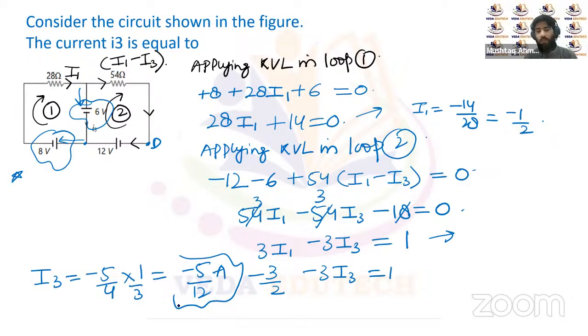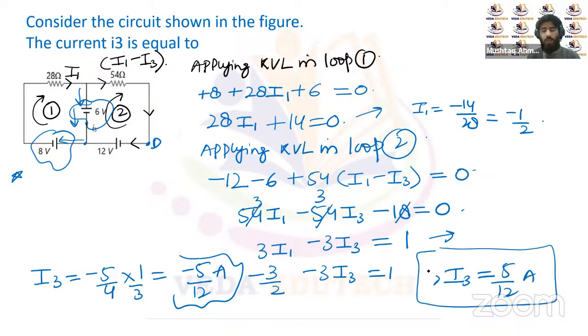It means that if the direction of the chosen current is along this direction, it's actually flowing in the opposite direction, right? So if we talk about the magnitude only, the current I3 has to be equal to 5 upon 12 amperes, right? Current cannot be negative, but if there is a negative current, it means the chosen direction was incorrect, and the actual direction of flow is opposite to it. That's what the negative sign signifies here. So 5 upon 12 amperes will be the current flowing through this battery of 6 volt.